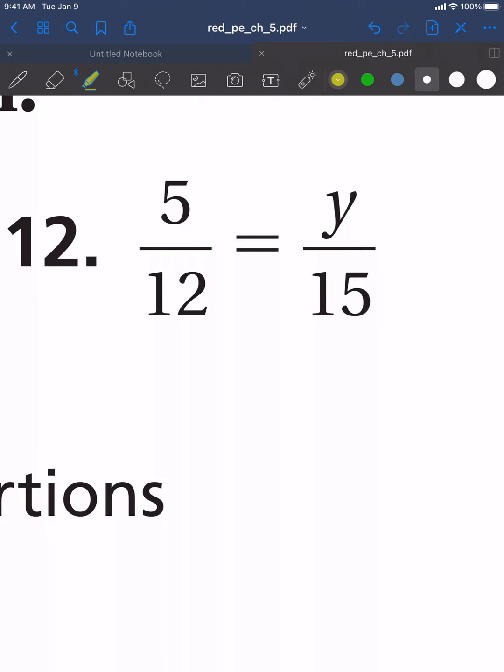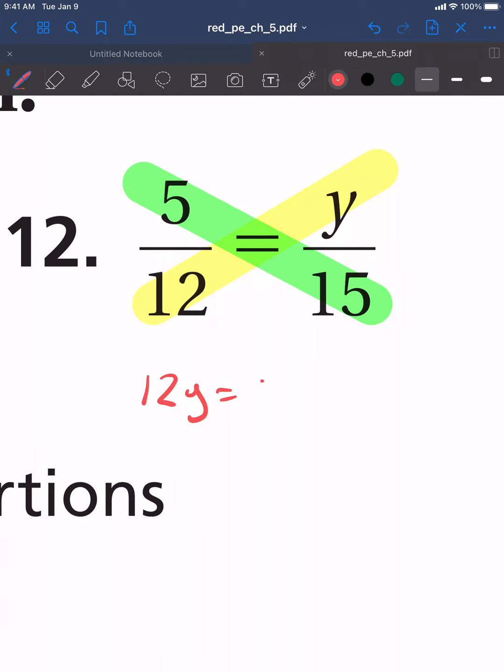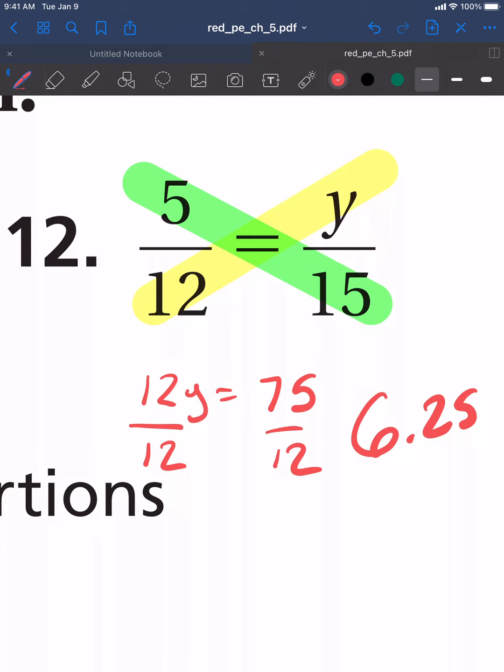How about my friend Trinity? Will you walk me through 12? 75. Good. 15 times 5 is 75. Now what? Good job. 75 divided by 12. That's nothing pretty either. 6.25. You're close. Yeah, it's 6.25, or we could say 6 and 1/4.